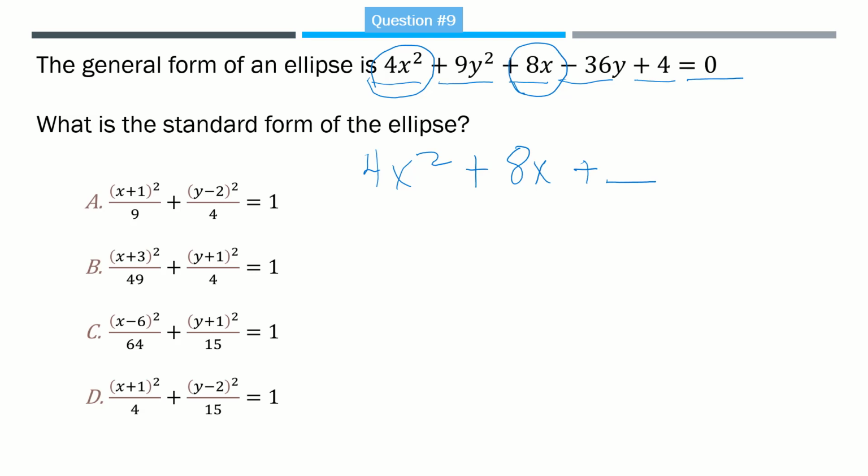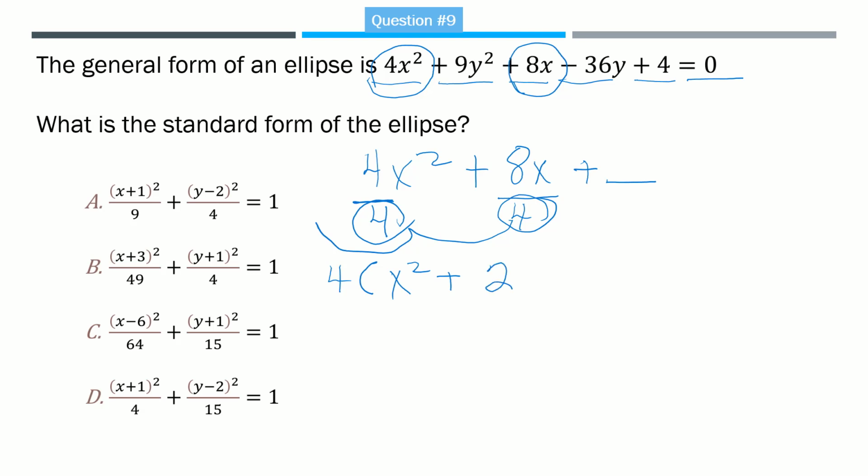Now in order to do that, the coefficient of the x squared needs to be 1, not 4. So to change that to 1, I'm going to divide by 4. If I divide the first term by 4, I need to divide the second term by 4. So what we're doing is we're factoring out a 4. Dividing both of those numbers by 4, pulling it out to the left, and then we have x squared plus 4 times 2 is 8, so we have 2x.